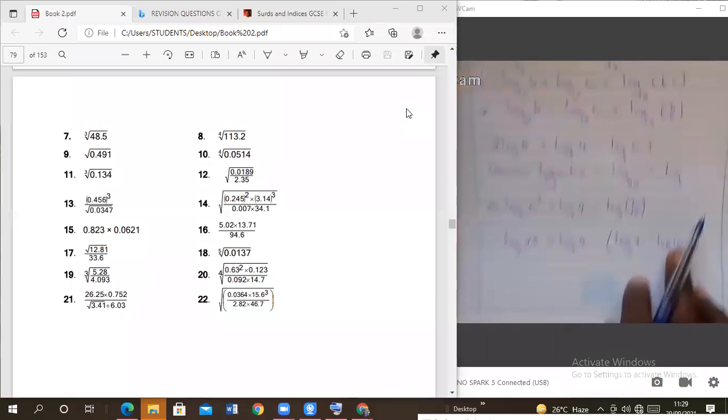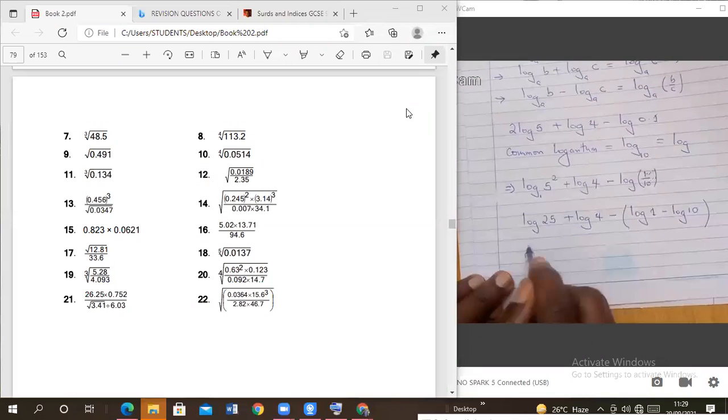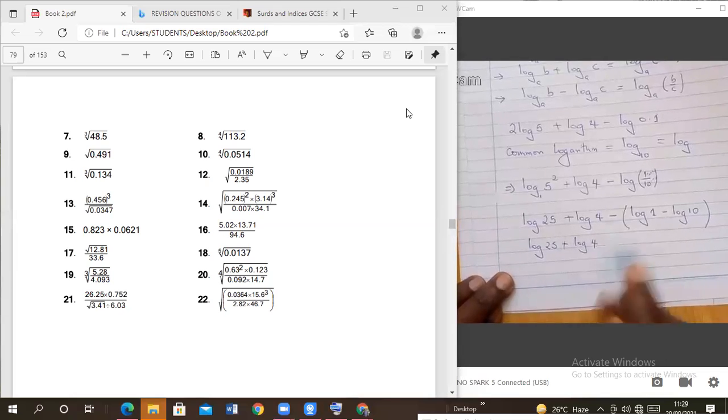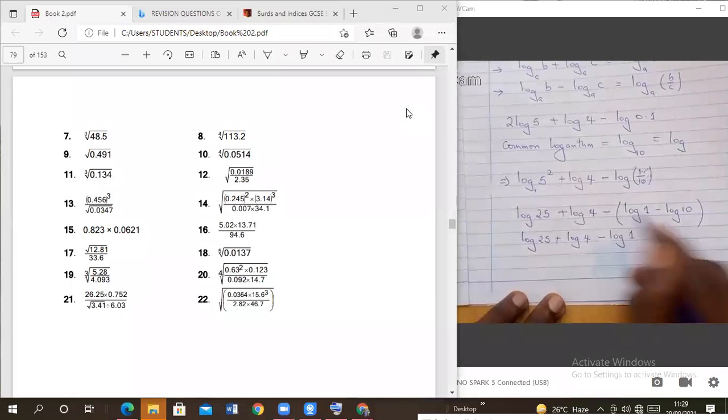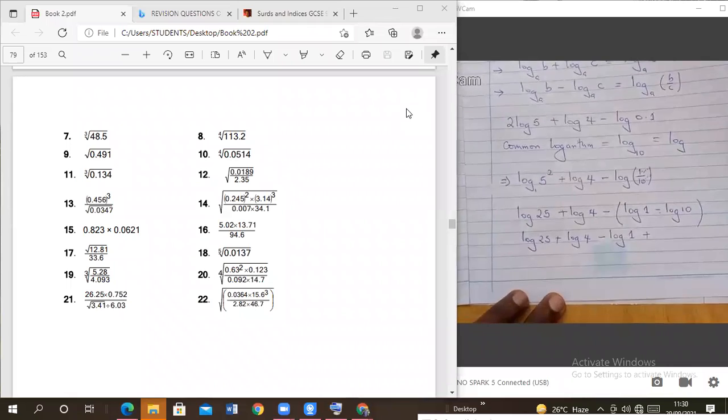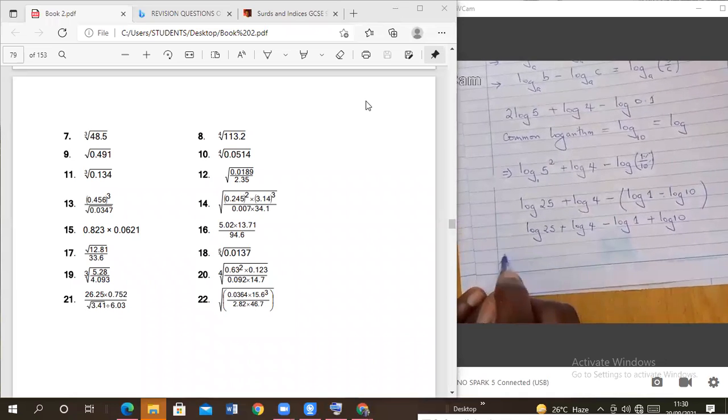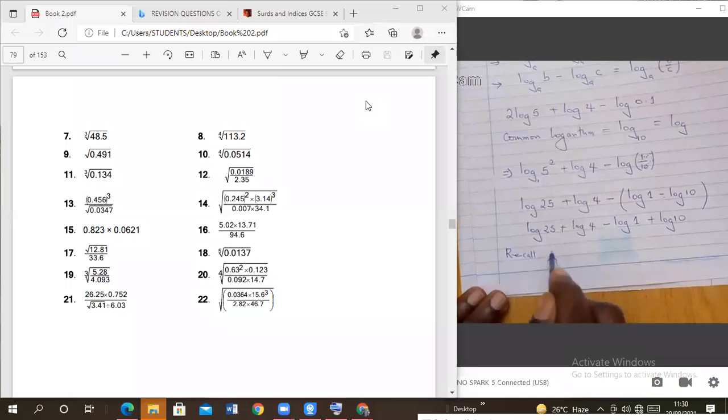calculator. So when we have that, this is the same as log of 25 plus log of 4. Now I open this bracket. So it becomes minus, negative times negative will be plus, plus a 10. But members, if you recall very well, what is the log of 1? Recall. What is the log of 1?